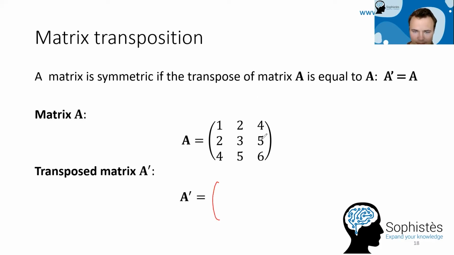If I have this matrix here and I transpose it, then this first row becomes my first column. This second row here becomes my second column. And this third row here becomes my third column. And what you will find is that the transposed matrix is exactly the same as the original matrix we already had. And then you have a symmetrical matrix. So if the transposed matrix is the same as the original matrix, then you have a symmetrical matrix.